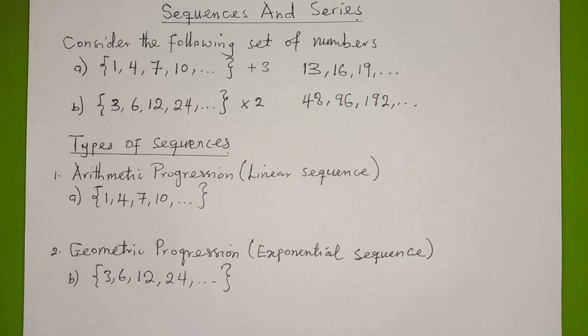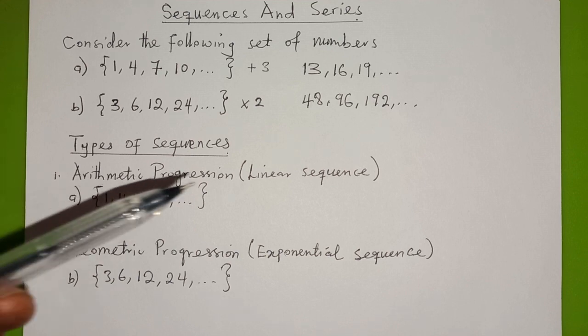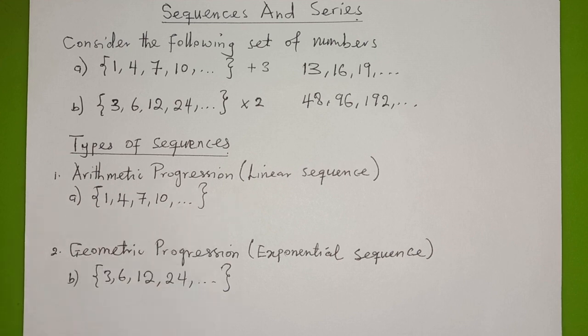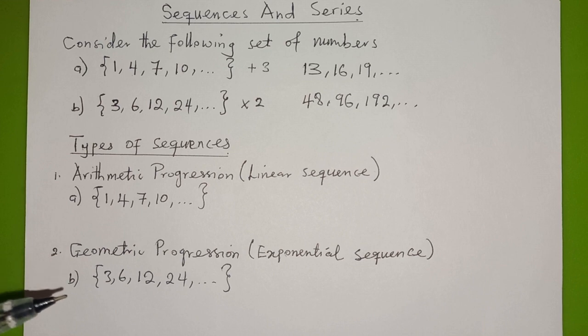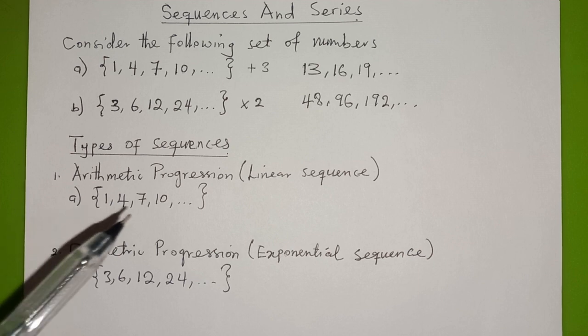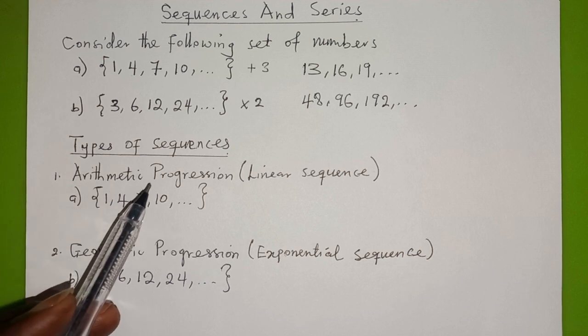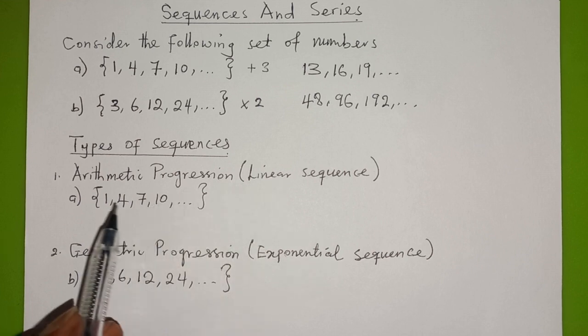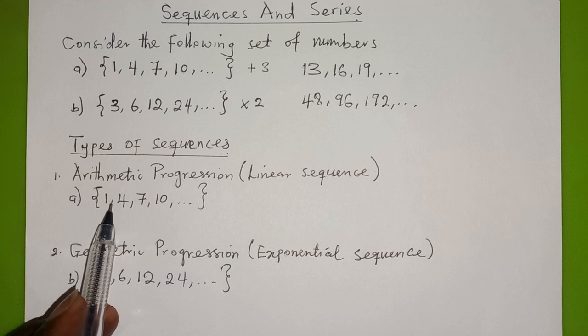So we have two types of sequences. We have arithmetic progression, which is also known as linear sequence, and we also have geometric progression, which is also known as exponential sequence. All right, so how will you be able to identify one from the other? So it's very simple. What happens is that for an arithmetic progression, which is also known as linear sequence, you have a common difference. Look at it carefully.